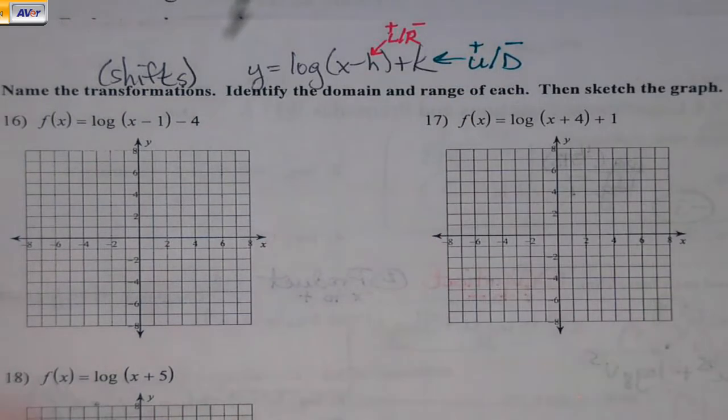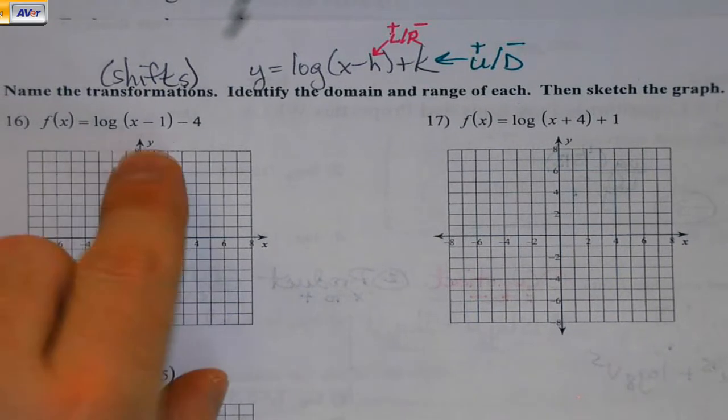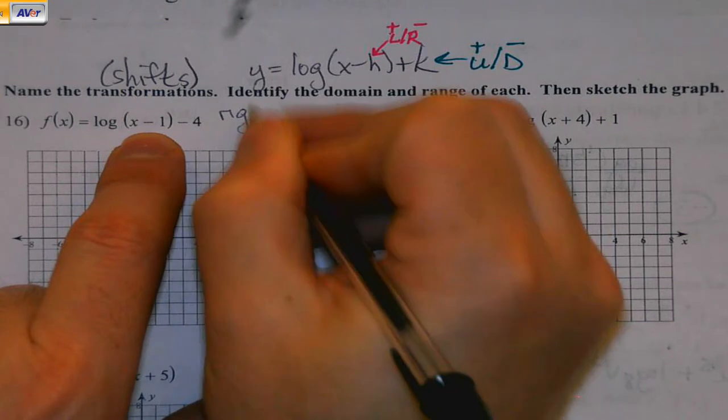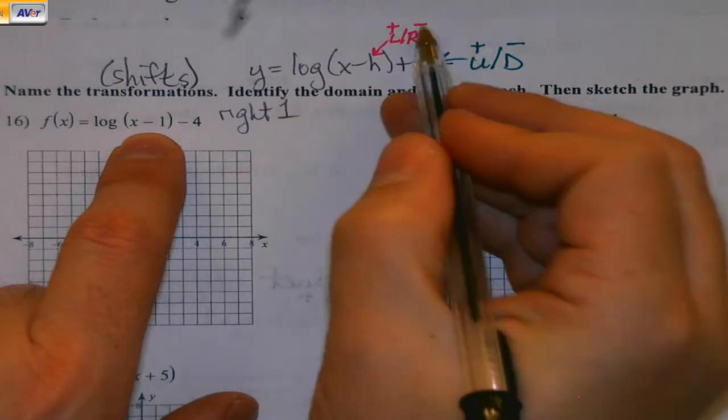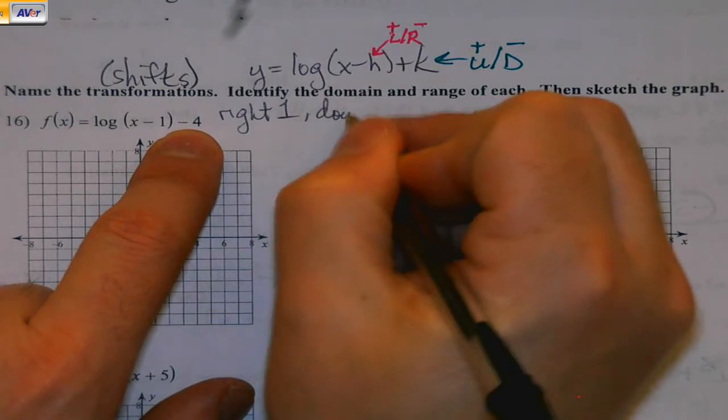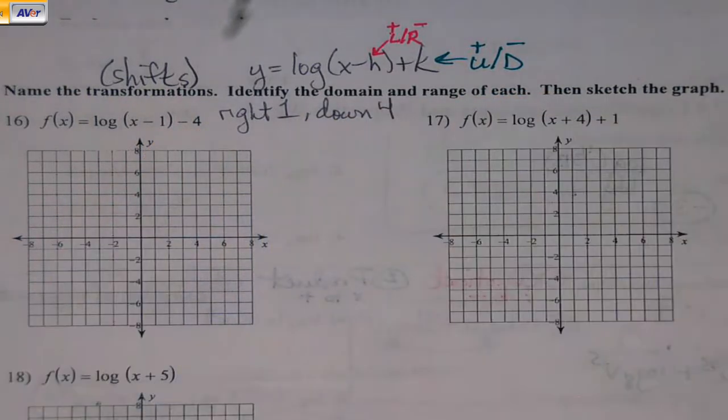And then our up-down is going to be our k value, our value that's not in the parentheses. Here's why that's important, besides the fact that that's one of the questions on here. When I go to figure out what direction my graph's moving, I can look at this and go, okay, it's going right 1, because minus inside is right, and down 4.